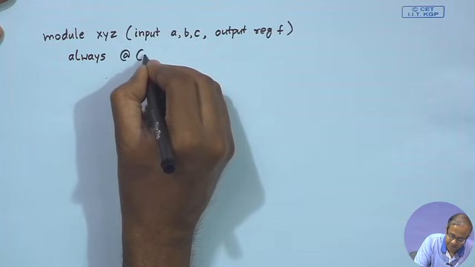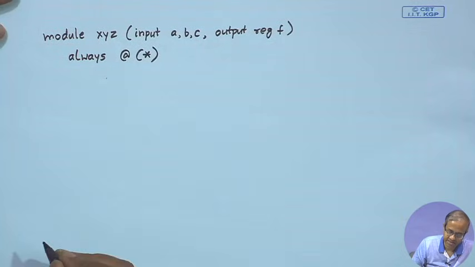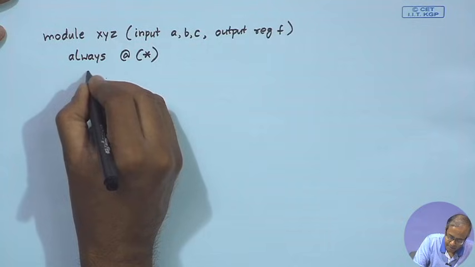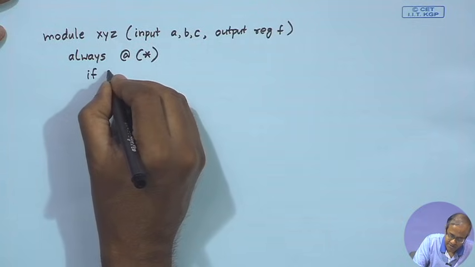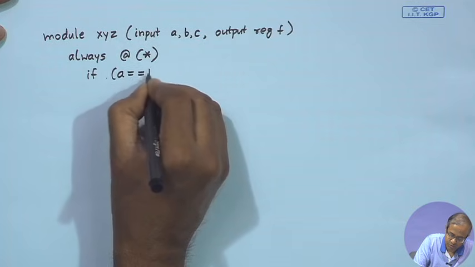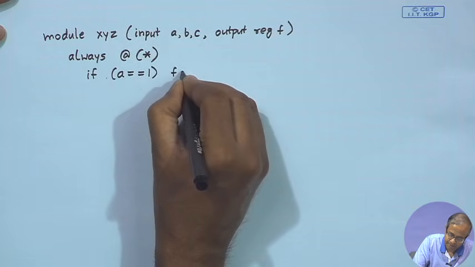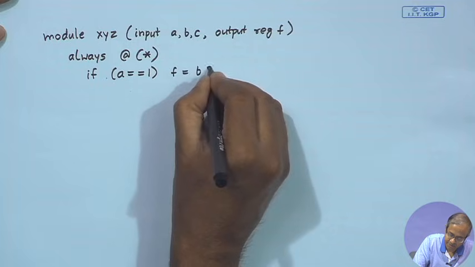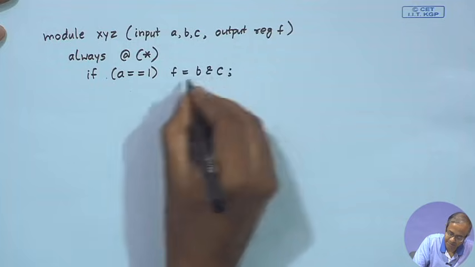Now, my module description goes like this. Always, whenever any variable changes, star. So, inside the always block there is a single statement, it says if A is equal to 1, F equal to B and C. This is bitwise AND.